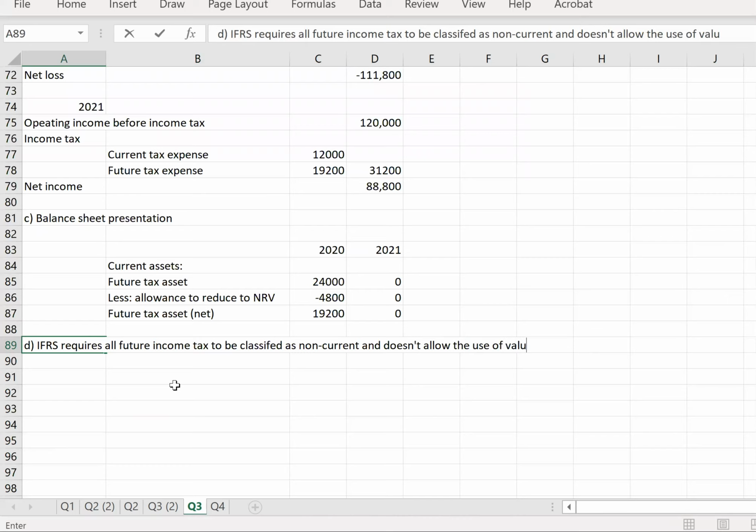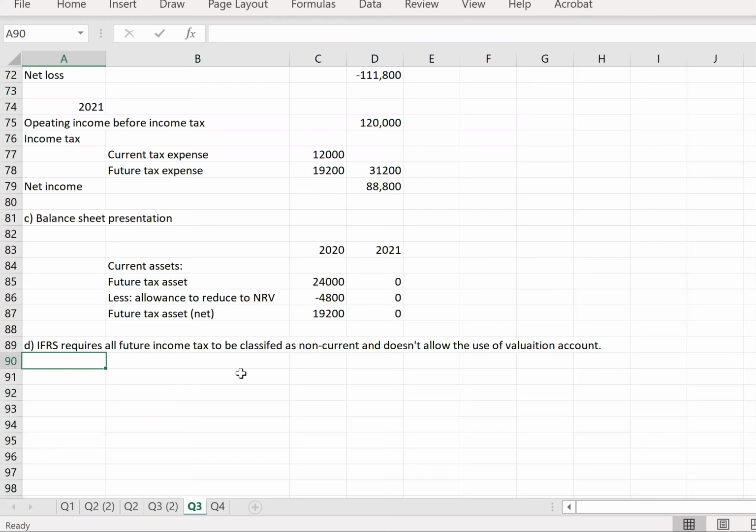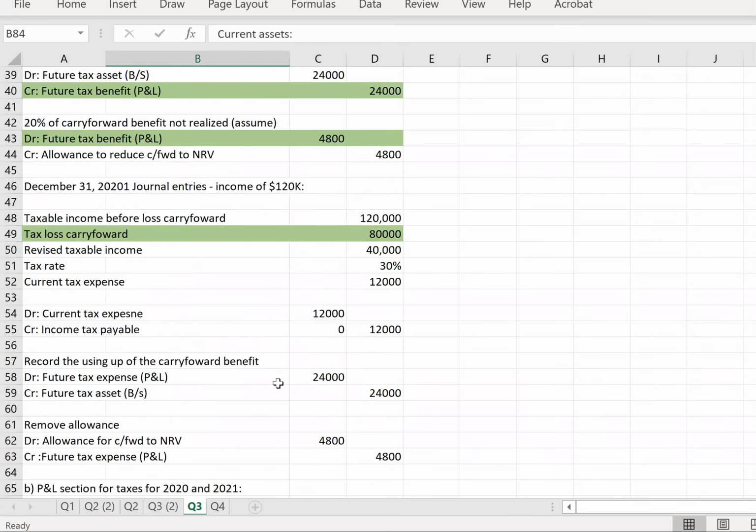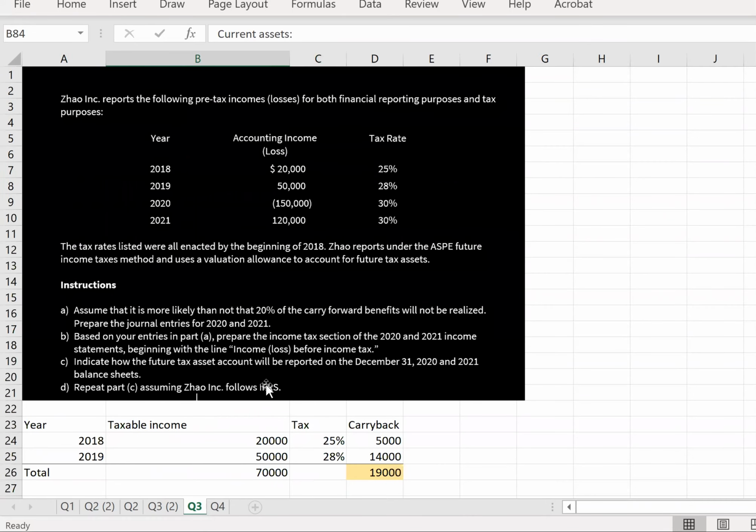So if we were reporting under IFRS, we would have just hit the future tax asset, which we would have called the deferred tax, directly. So we wouldn't have this allowance account, but we would have deferred tax of 19,200. So we would still reduce the amount. We just wouldn't set up the allowance, and we wouldn't have called this current. We would have called it non-current. That would be the difference under IFRS. And that takes us through the third question on the quiz.